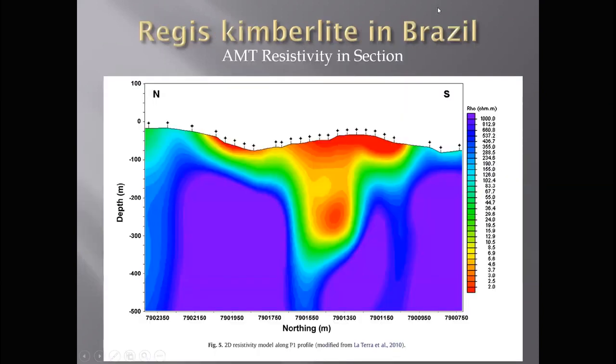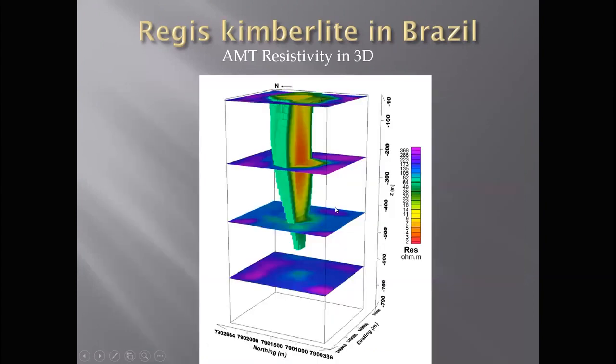Here's an example of the Regis kimberlite in Brazil, where an AMT section is done over the body. Now what we've done in this case is AMT essentially measures resistivity, not conductivity. So what we need to do is just flip it around. It's the inverse of resistivity. So all we do really in this image is we make the low resistivity values red, the hot colors, and the high resistivity values become the blue colors. So in other words, the kimberlite is more conductive than its surroundings. And that's what the Regis kimberlite looks like in section. But if you do multiple sections and you add them all together, you can do some very clever 3D modeling.